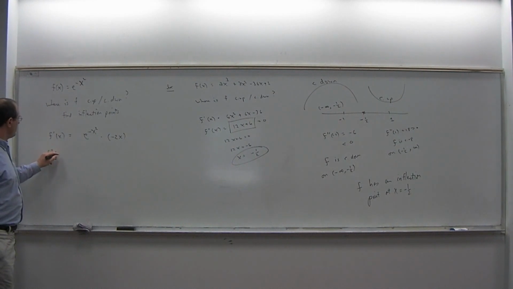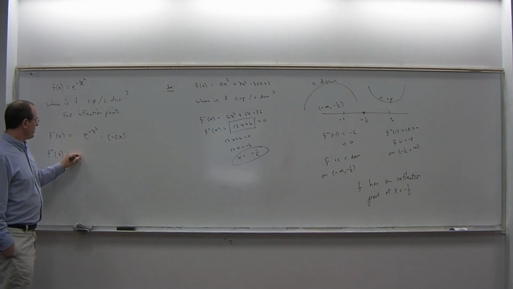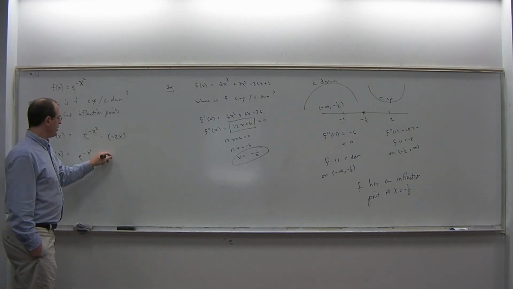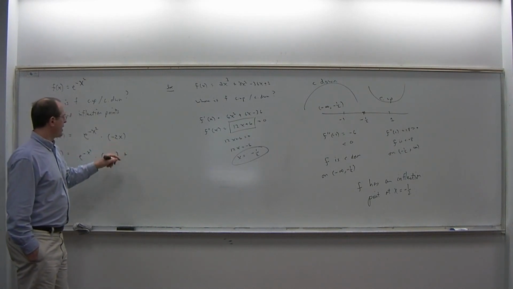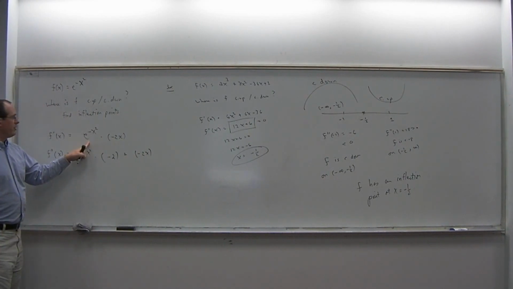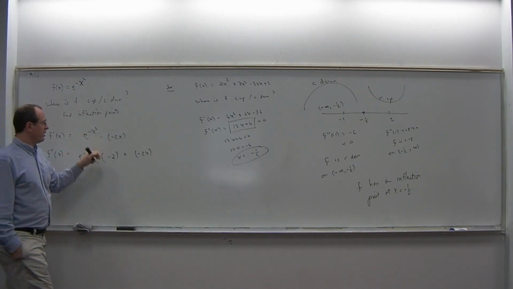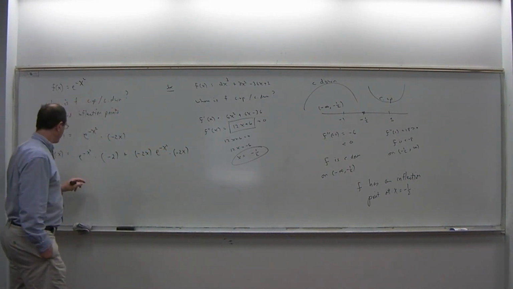And then the second derivative is going to require the product rule. So the first, e to the negative x squared, times the derivative of the second, which is negative 2. And then plus the second, which is negative 2x, times the derivative of the first, the derivative of e to the negative x squared. Well, that was our original function, so the derivative of that piece is exactly what we have here. e to the negative x squared times negative 2x.